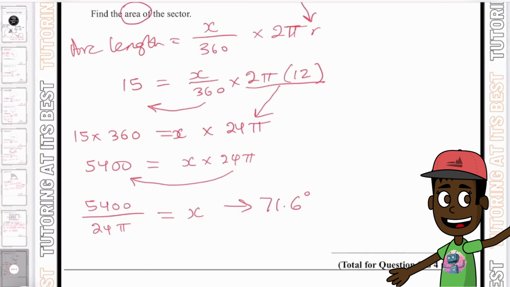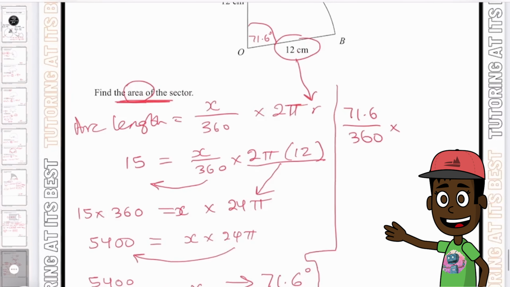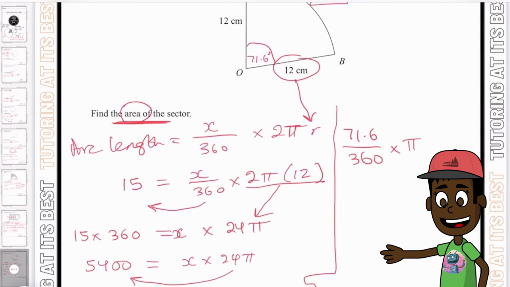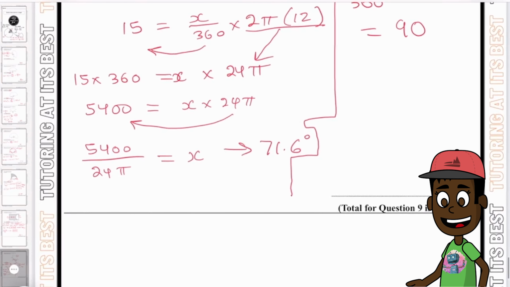But now we've done that, we need to find the area, and that is what they're asking. So don't forget now, we're not using 2 pi r anymore. We're simply using the area. And for the area, we have 71.6 over 360 times pi r squared, where our radius is 12. So 12 squared. And if we insert that into a calculator, it will then give us an answer of 90. So now we know the area of this particular sector is 90 centimeters squared.